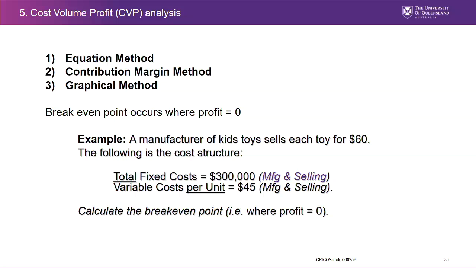So we're going to use an example here of a kid's toy that sells for $60. So we've got our sales price. We know our total fixed costs are $300,000 and our variable costs are $45 per unit. So we're going to calculate the break-even point.